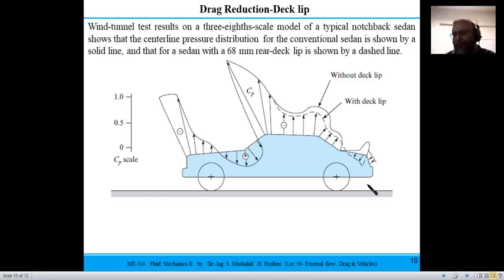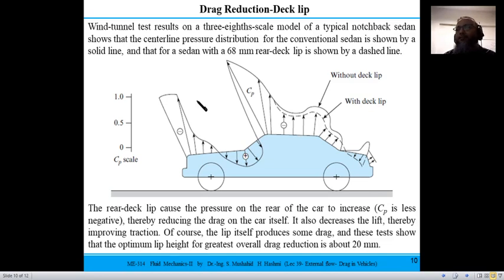So one can see that this can optimize the requirement of drag. But as you know, once you have a deck lip, it is not just taking care of this pressure distribution, not just taking care of the drag, but it is taking care of the lift as well. So in such cases, this deck lip provides the negative lift.